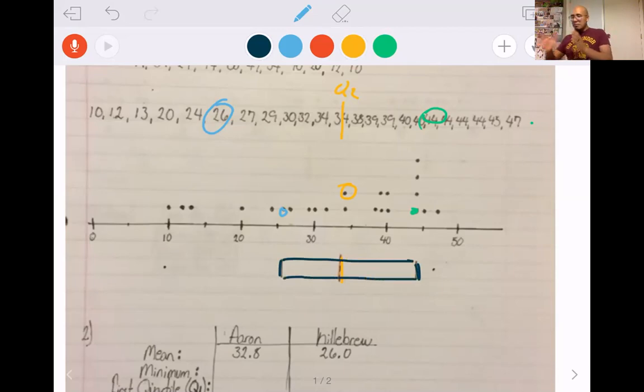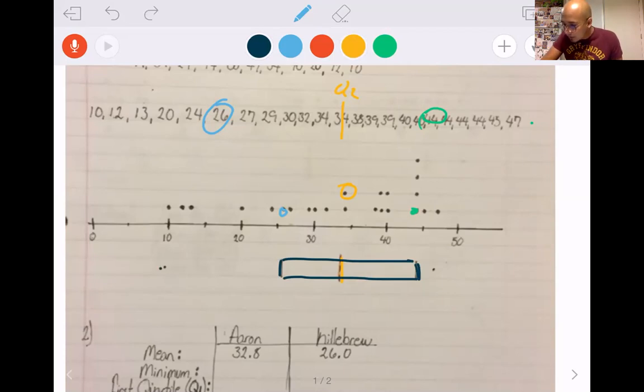So notice how that is my middle half. That is 50% of my points. That is the 25% that are just below the half, and the 25% that is just above the half. So 25 plus 25 is 50, that is half of the points. Now, ladies and gentlemen, I'm going to focus on the minimum, which is 10.